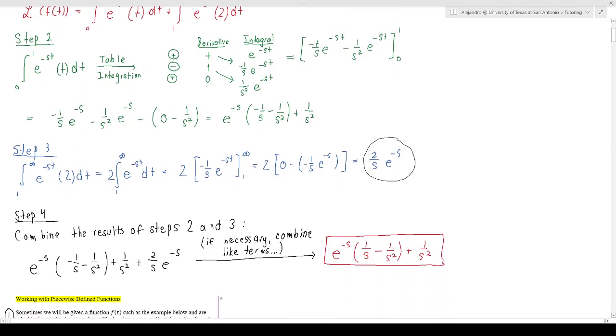Then in step 4, we simply combine the results of steps 2 and 3, and combine like terms. Most of the time you'll have some like terms, so if you're required to combine them, do that, and you're going to end up with a function at the end of the day that's purely of s. So you're going to have an s domain function, and that's the goal of the Laplace transform. So this is the Laplace transform of the function in red here.